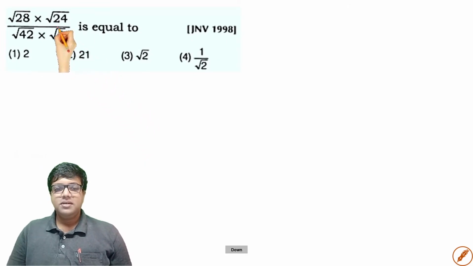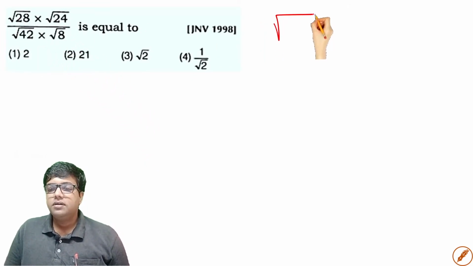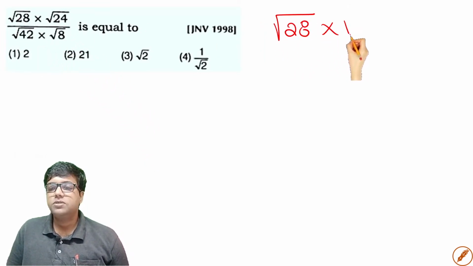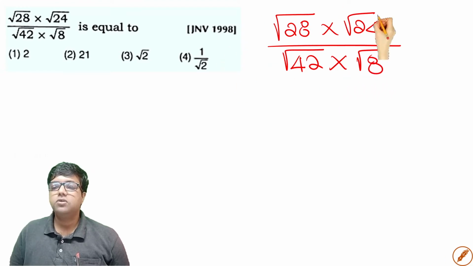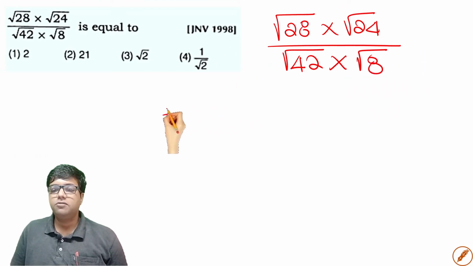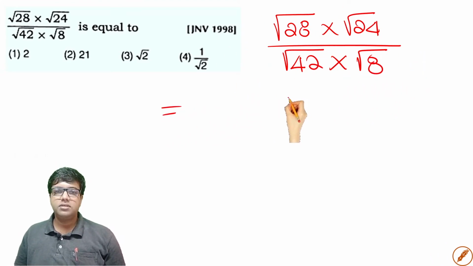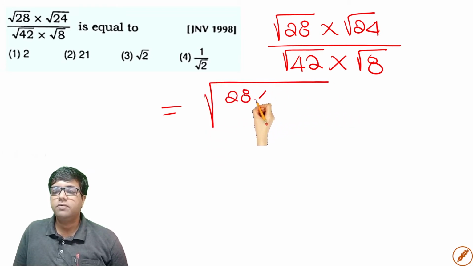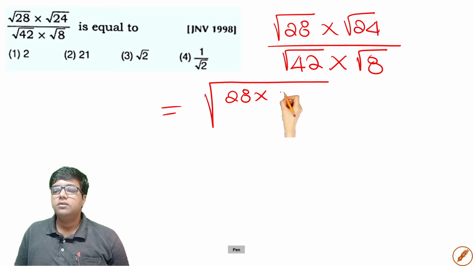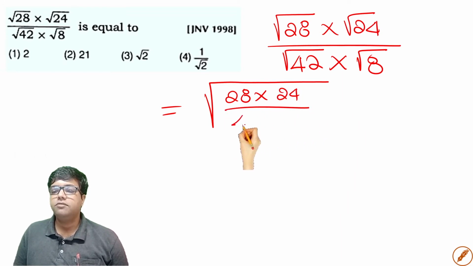Square root of 28 into square root of 24 by square root of 42 into square root of 8. So all of them are having square roots, on the numerator and denominator. So you can club them under one whole big square root: 28 into 24 by 42 into 8.